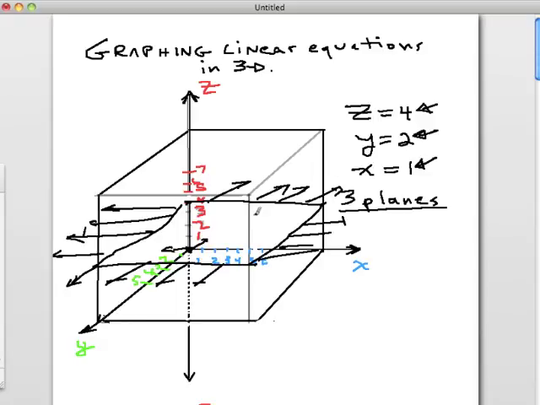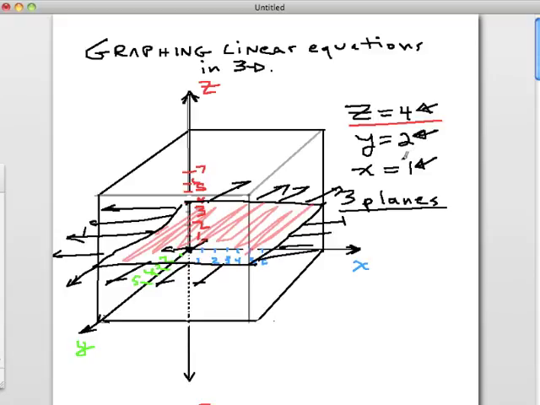Okay, so there's z equals 4, and maybe I'll color it in. I'll color it in red. So there is our z equal to 4. I'm going to try not to make this too hairy so that we can't see it.